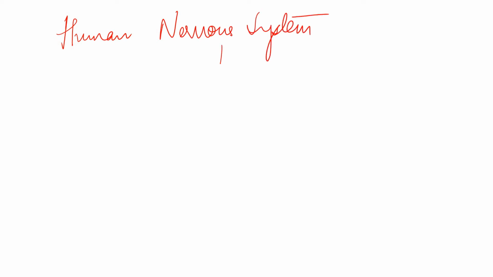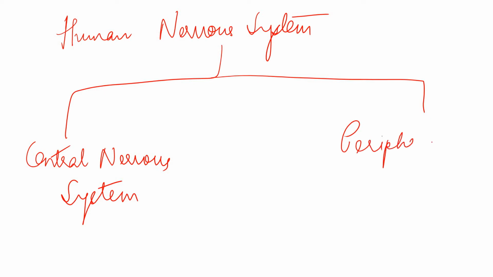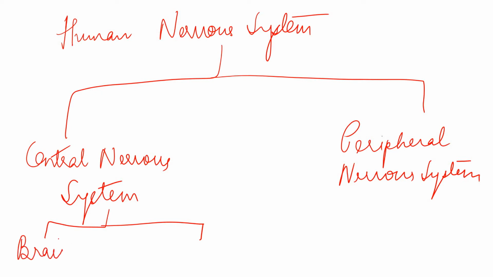Now the human nervous system can be divided into two systems. Number one is the central nervous system, and the second is the peripheral nervous system. All right, so this central nervous system consists of two parts, that is the brain and the spinal cord.